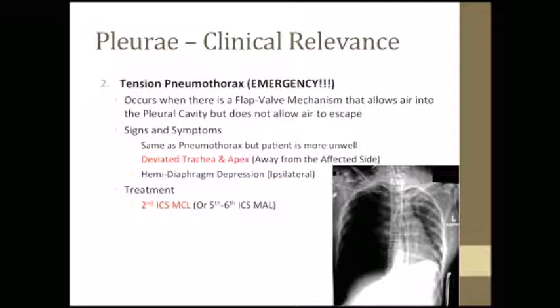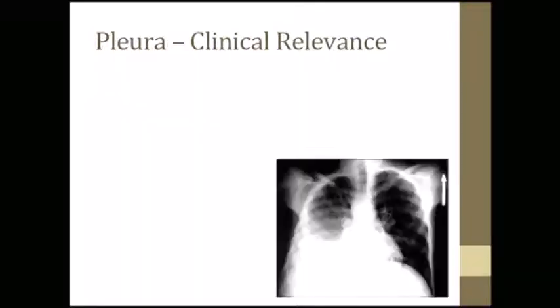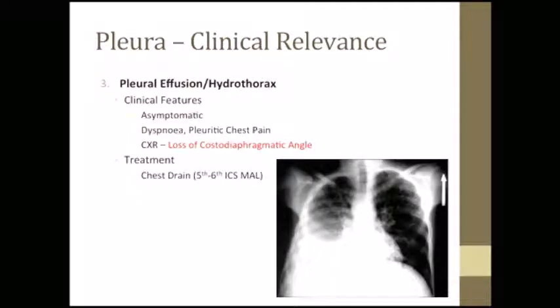However, do note that in the clinics itself, a lot of doctors actually do insert the chest tubes in the 5th to 6th mid-axillary line as well. But for the sake of exams, just remember 2nd intercostal space, mid-clavicular line. Okay, so now we move on to pleural effusion.